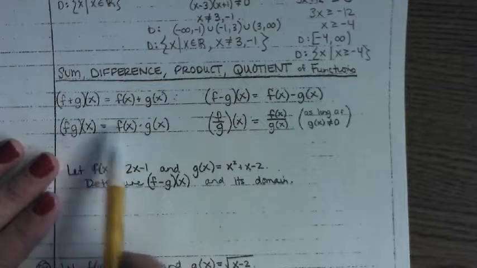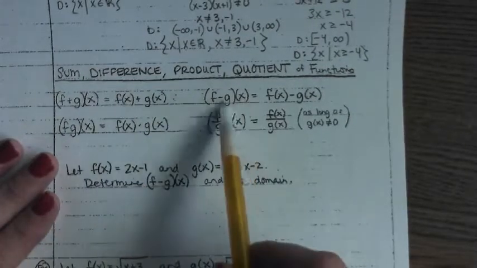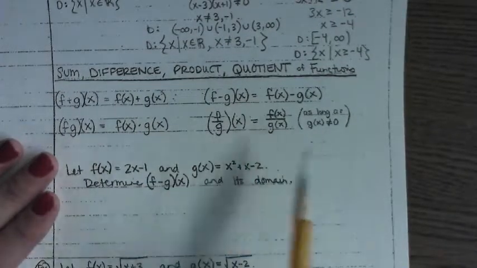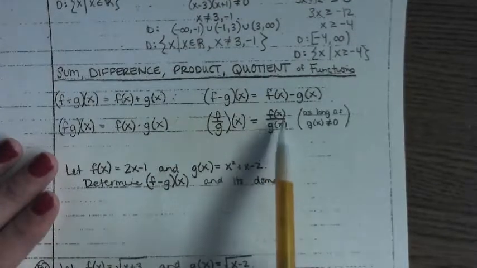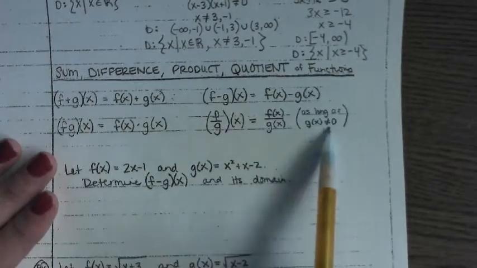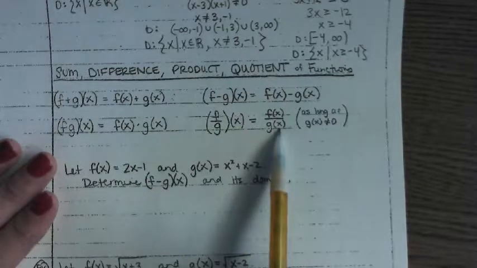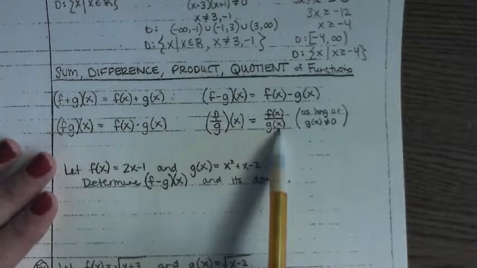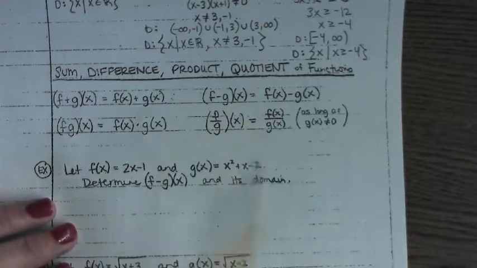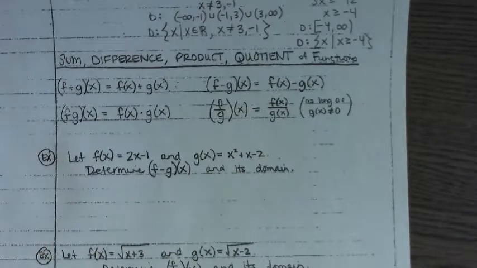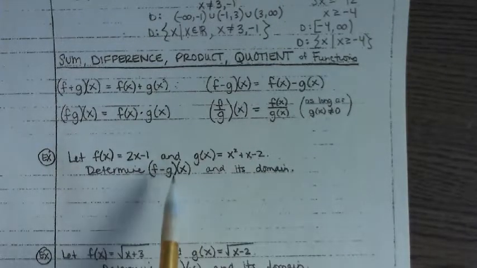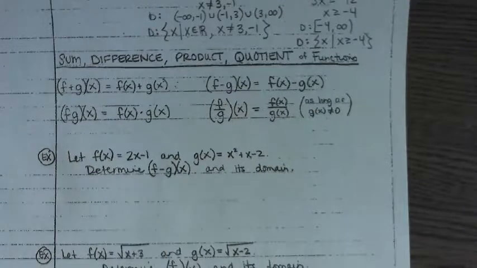Fg of x, multiplication, you just multiply the individual functions. Subtraction, you subtract the individual functions. Division, you divide the individual functions as long as g of x does not equal 0. Okay? Because of obvious reasons, that would make your denominator equal to 0. So we're going to evaluate some of these compositions with adding, subtracting, multiplying, and dividing, and we are going to determine the domain of the new function once we, at least in this first example, once we subtract.